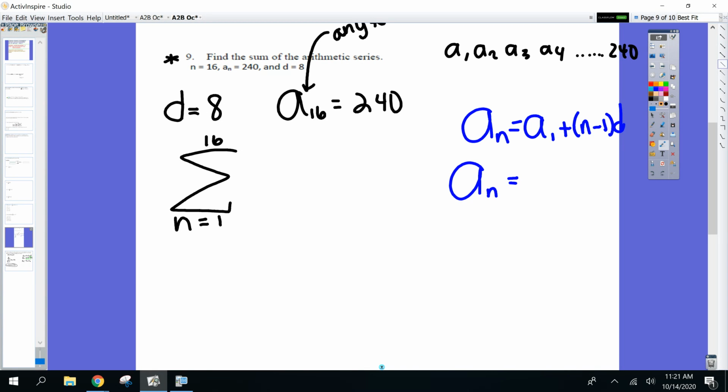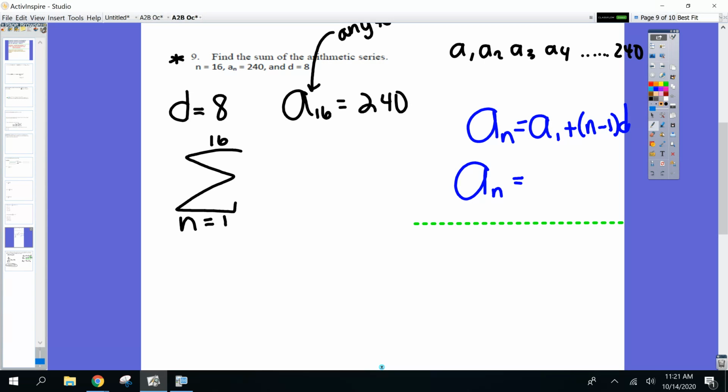Because there's 2 different ways to approach this. Here's what Ella's saying: hey, let's use this formula because any term is 240, right? What's the first term? And then 240 is what position in the sequence? 16 minus 1, and we know our d value is 8. So there's one way, is to use that formula again to solve for A1. Great job, Ella.